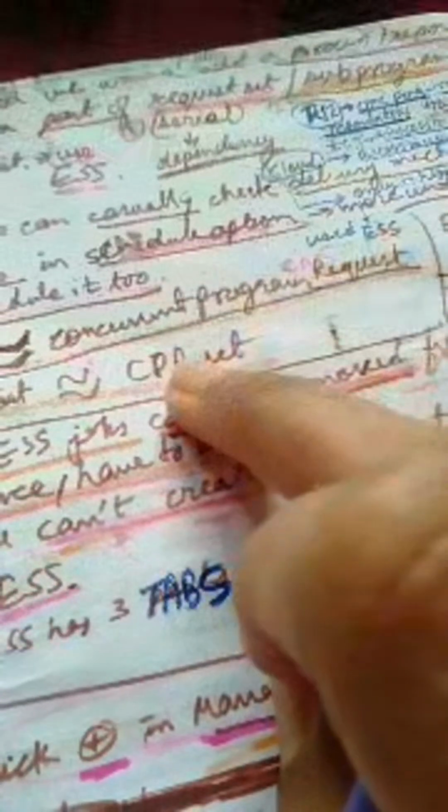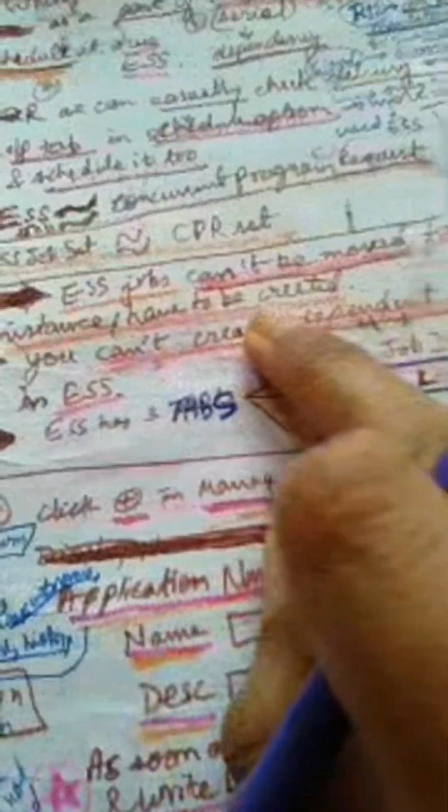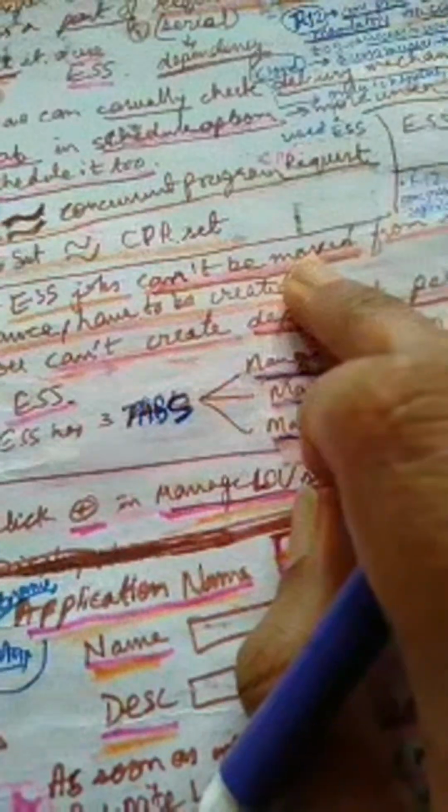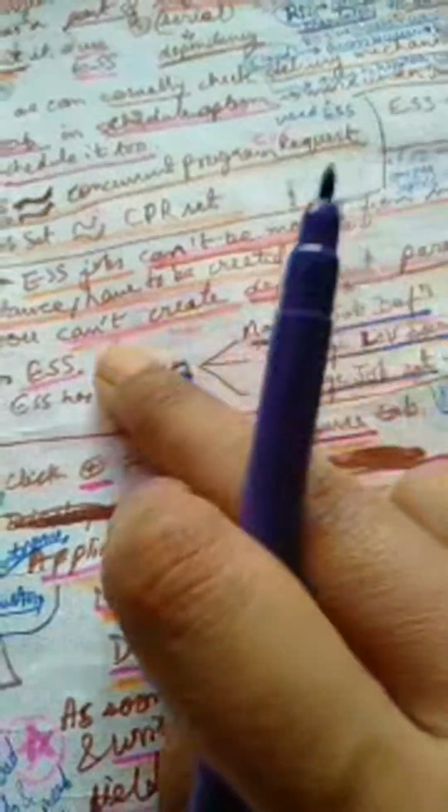Now, apart from that, what is there? ESS jobs cannot be moved from instance to instance. In the current instance, I learned that ESS jobs cannot be moved from instance to instance. Also, you cannot create dependent parameters in ESS. ESS has 3 tabs: Manage Job Definition, Manage LOV Sources, and Manage Job Set.